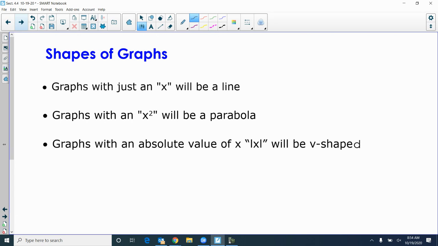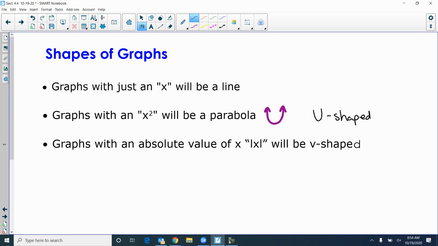All right, we've talked about this Friday. We've got to hit it again, and we'll hit it again. Graphs with just an x will be a line. Graphs with an x squared will be a parabola. You've seen that word in the past. We also said it would be what shape? What letter? If it has an x squared, it's going to be U-shaped.